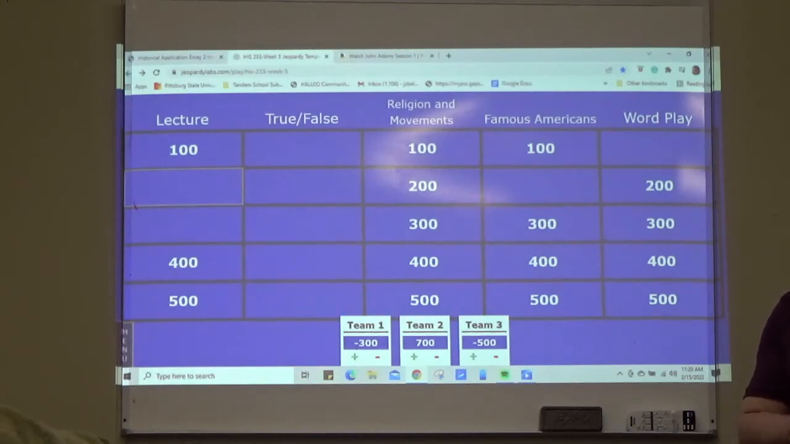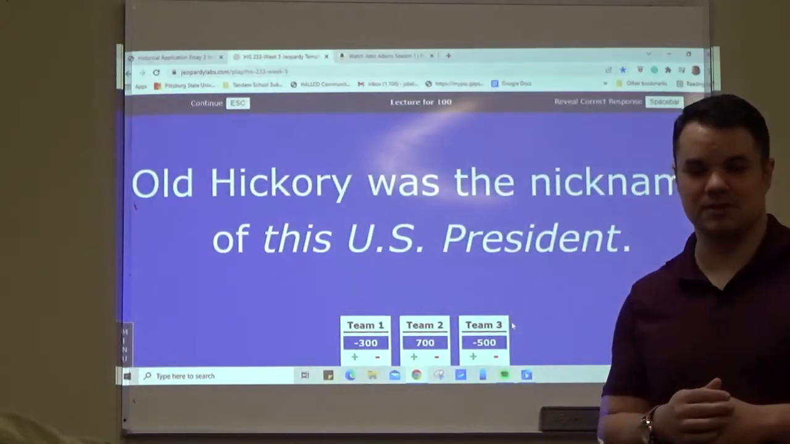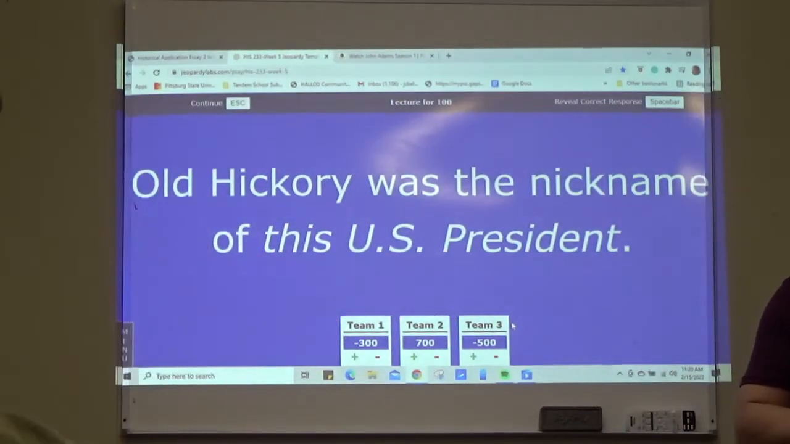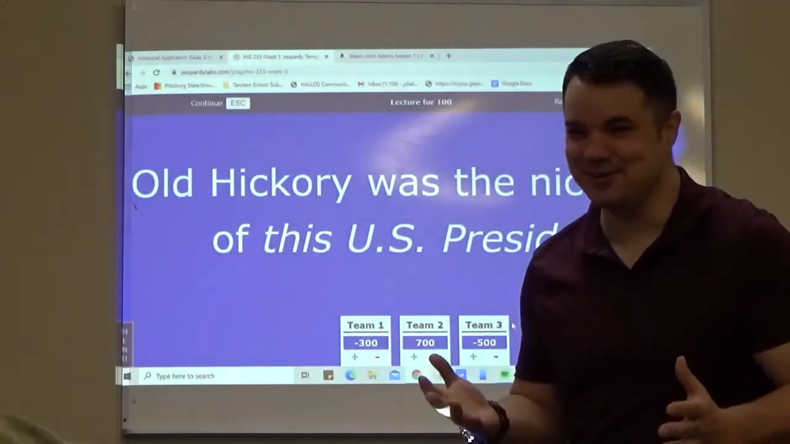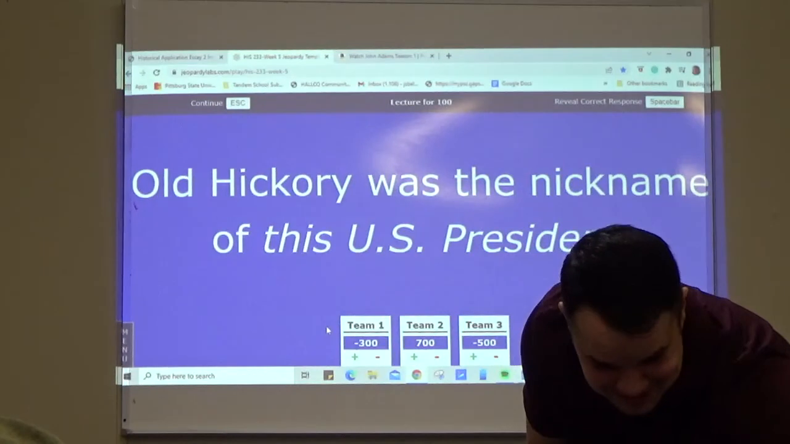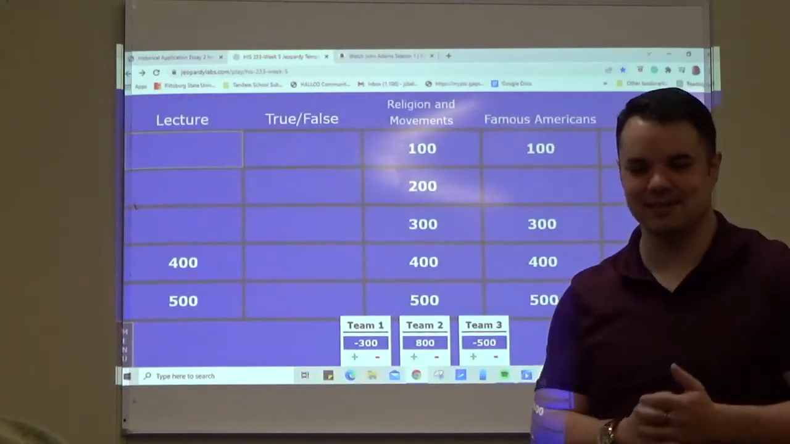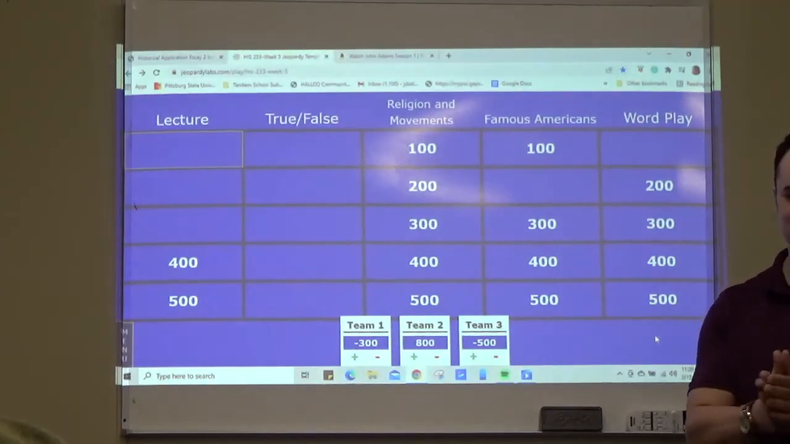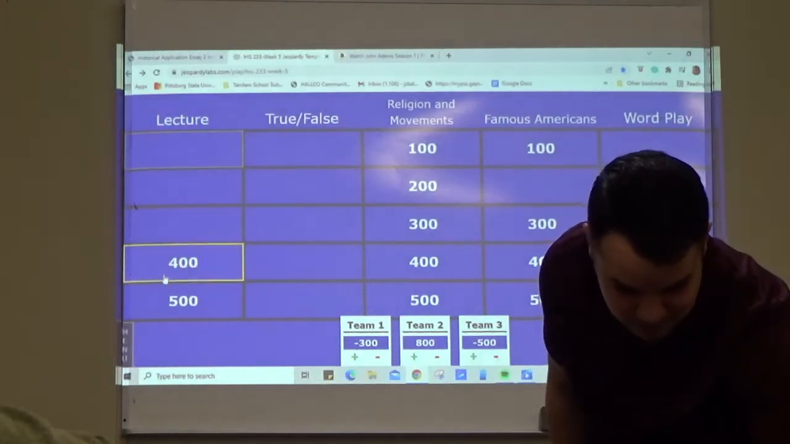Alright, team 2. Lecture 100. Old Hickory was the nickname of this U.S. president. It's Andrew Jackson. You notice a pattern in this Jeopardy game with Andrew Jackson? Oh, Hickory. Yeah. So he's been featured quite a bit. Alright, team 2, you get to pick again. Y'all are at a pretty good lead. Lecture 400? It's not gonna make us lose either.